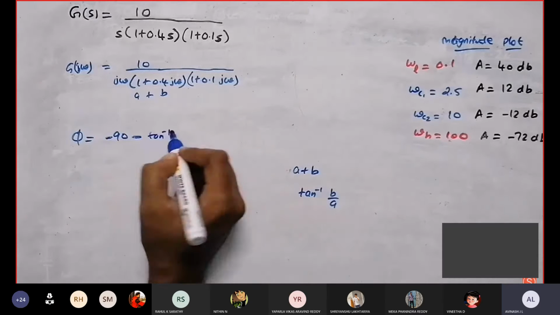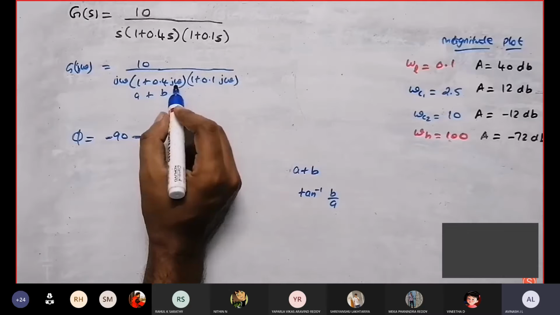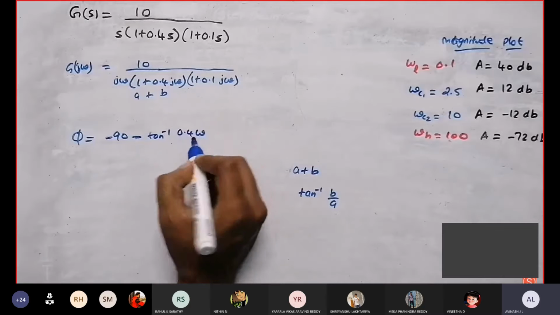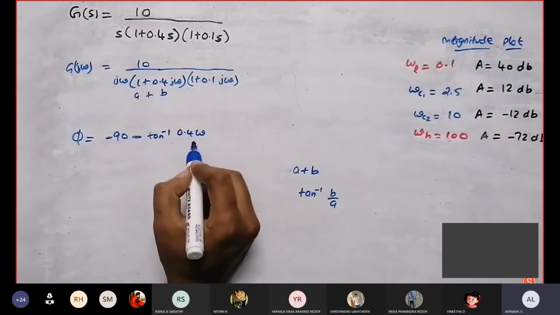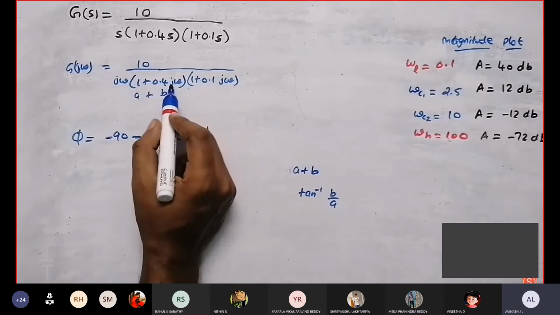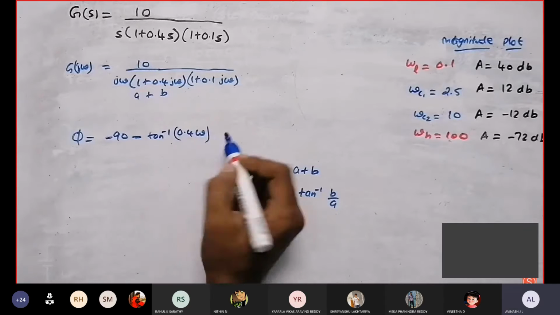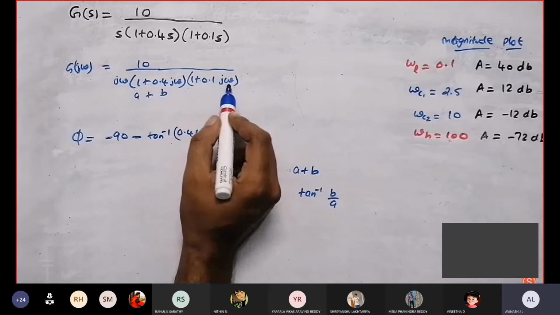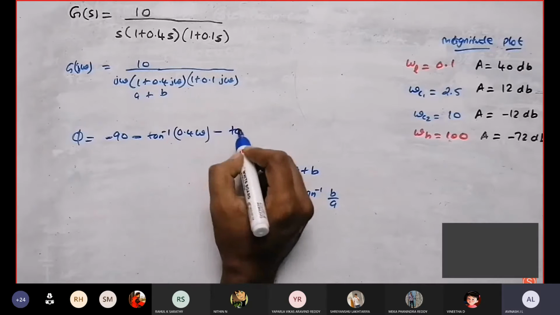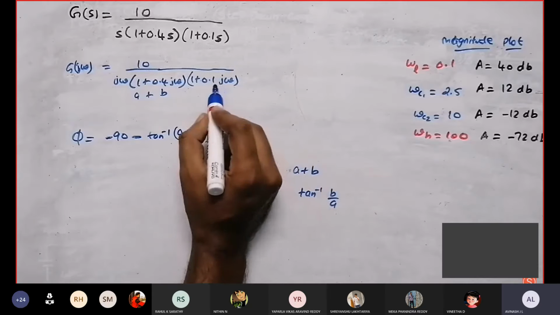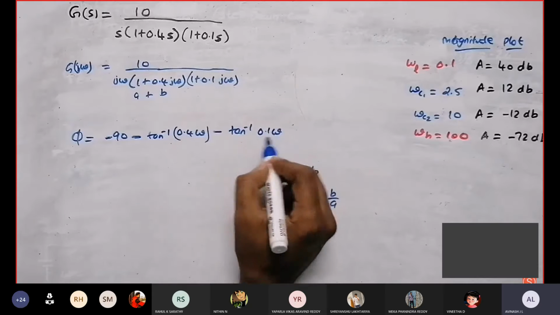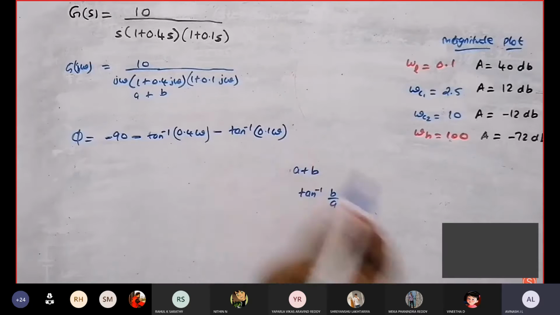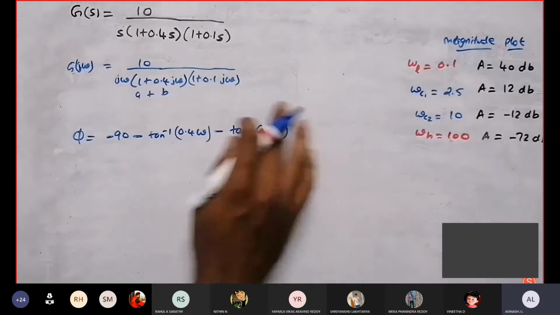Now tan inverse b by a. What is our b? 0.4 omega. So 0.4 omega divided by 1, it will be 0.4 omega itself. You do not want to take the j term, only the omega values. Now the next term also is in the denominator, so the sign will be minus. Then tan inverse b by a. B is 0.1. Do not take j, only omega. So 0.1 omega divided by 1. So this is the equation for finding the phase angle.